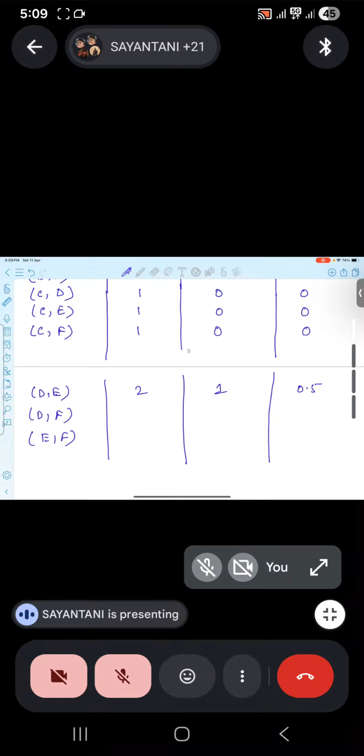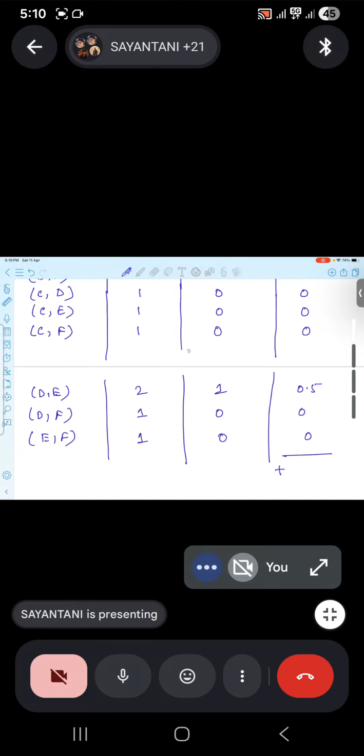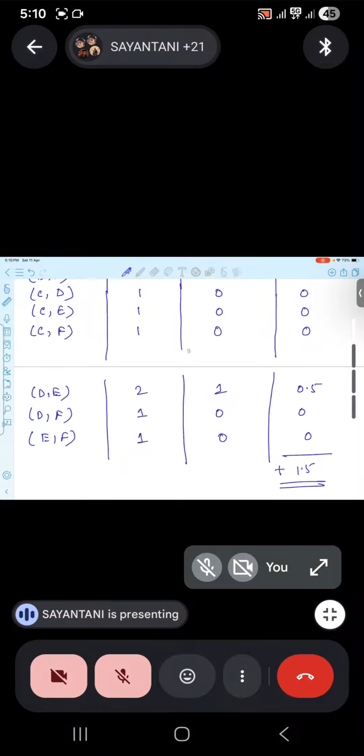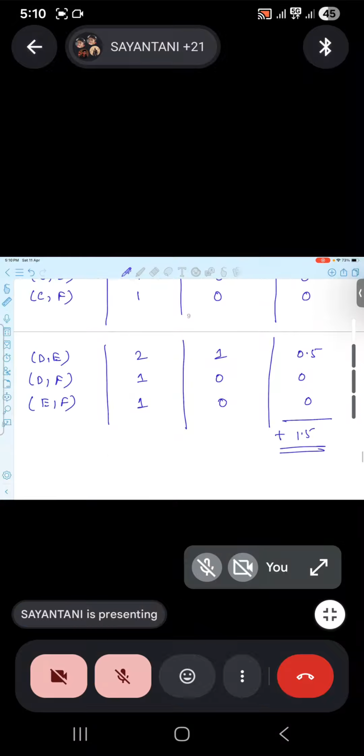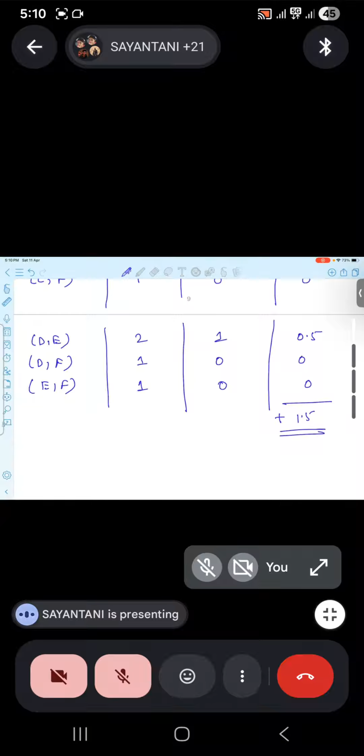Again D to F you have a single shortest path, it doesn't pass through A, so it is 0. And E to F you have a single shortest path, doesn't pass through A, the ratio is 0. What is the final addition? 1.5. So I hope you have understood how to solve this problem. It's a very simple thing. You're already familiar with graphs. If you have any doubts for today's class, you can ask me right now.